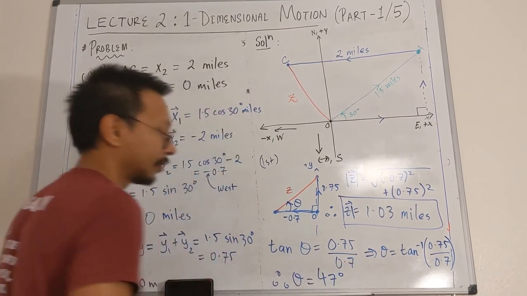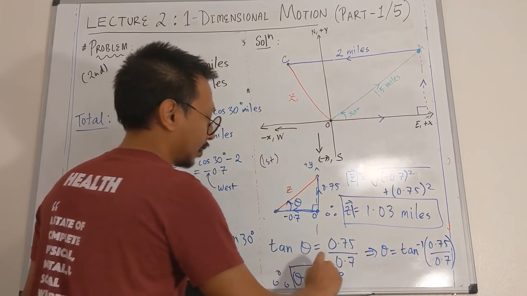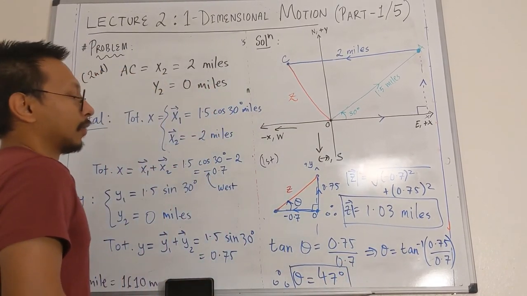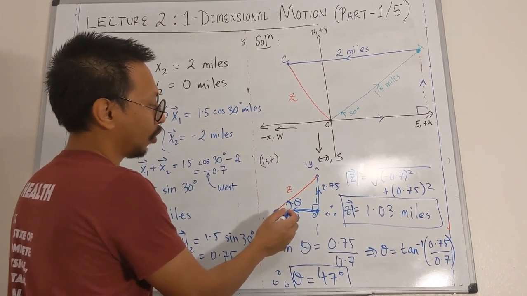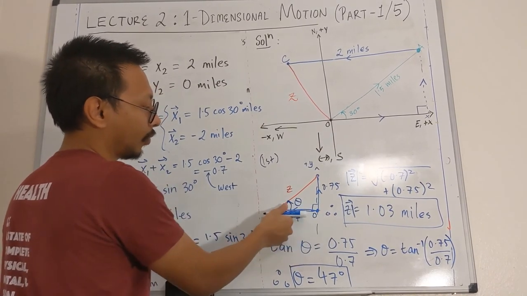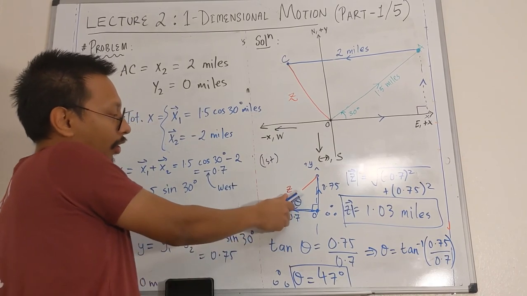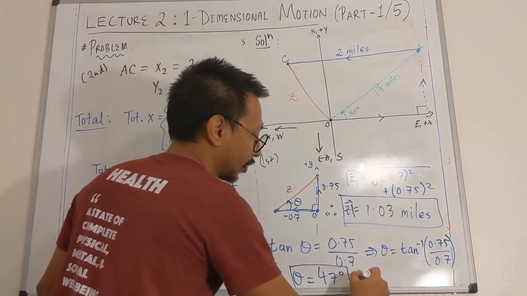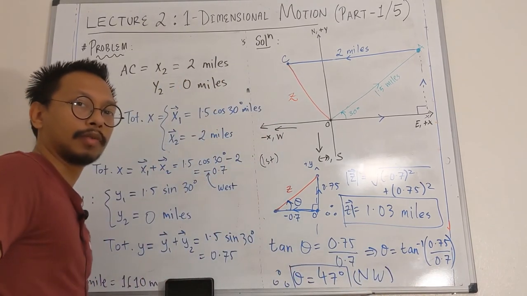We get theta to be, drum roll, 47 degrees, and 47 degrees is north of west. So you were going west, and this is the angle you found. So you're going north from the westward direction. So northwest. Hopefully that made sense.